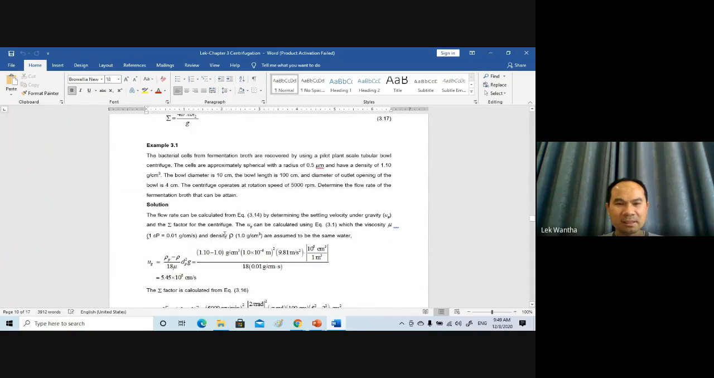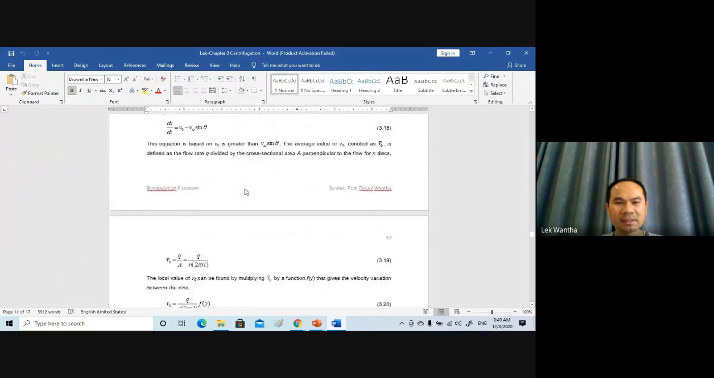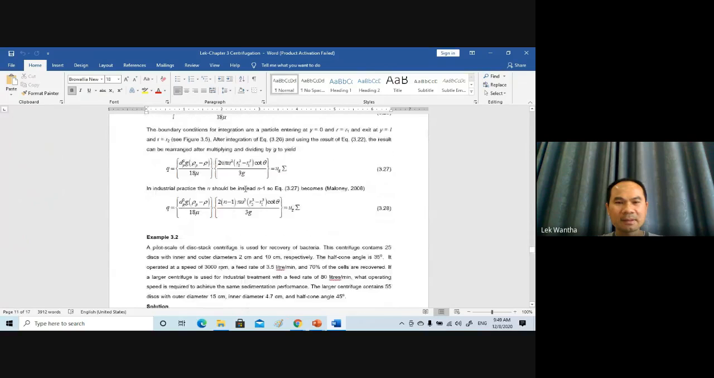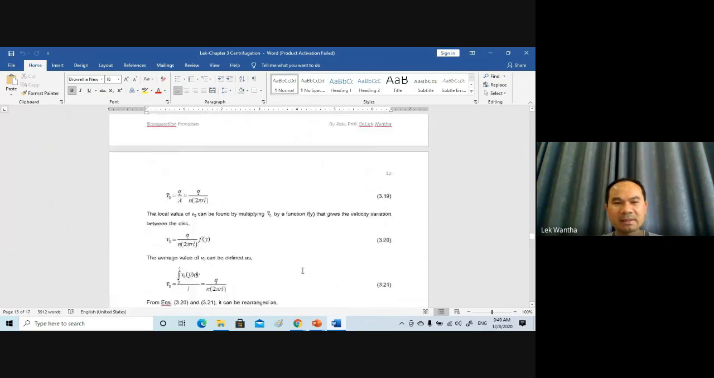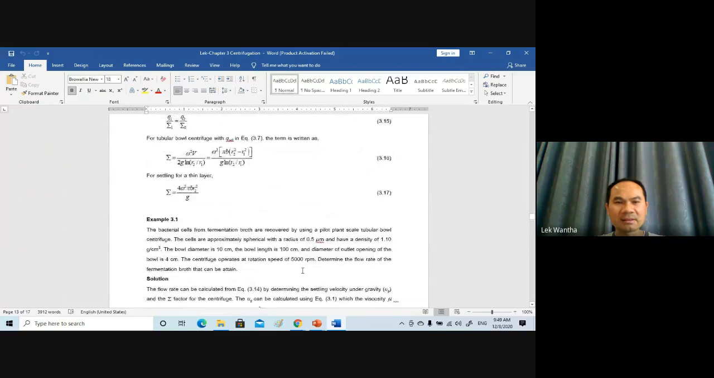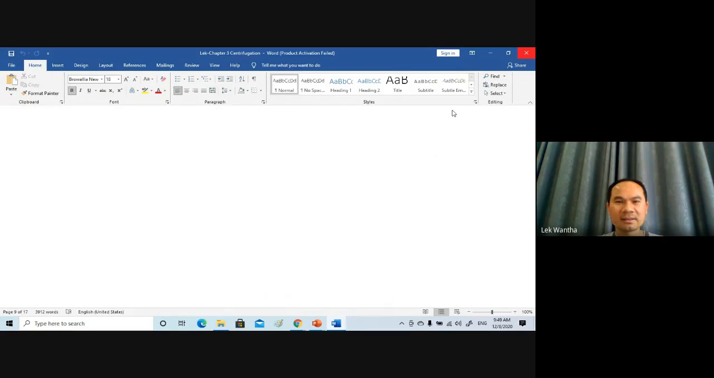This I collect from the first example we show you in the slide, but you can read by yourself for another example for this case. Okay, another example. What is the sigma? What is the Q? You can collect from my lecture. I put it in the Google Classroom already.